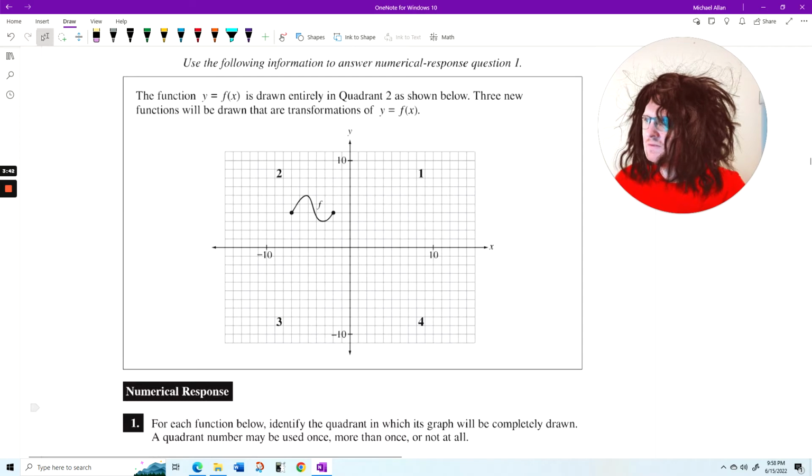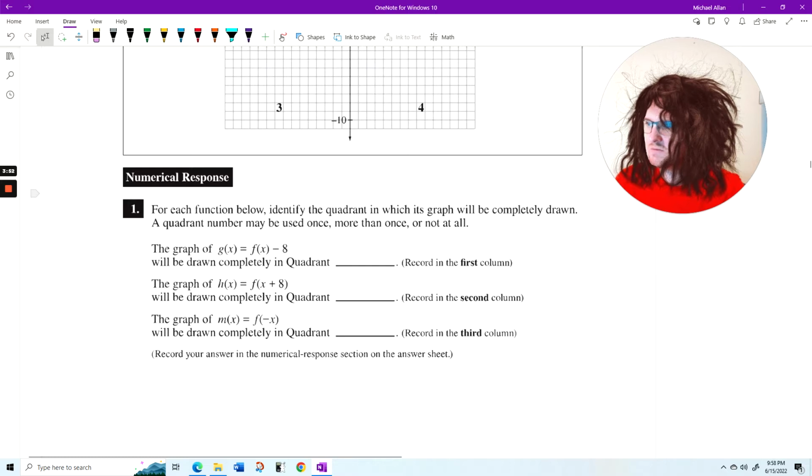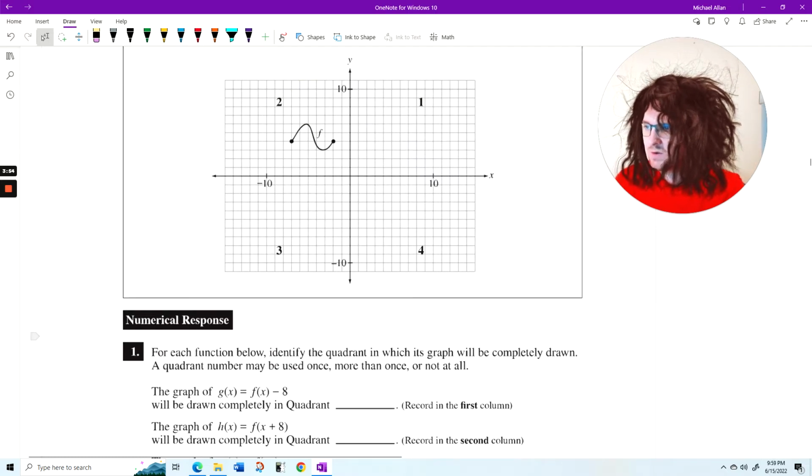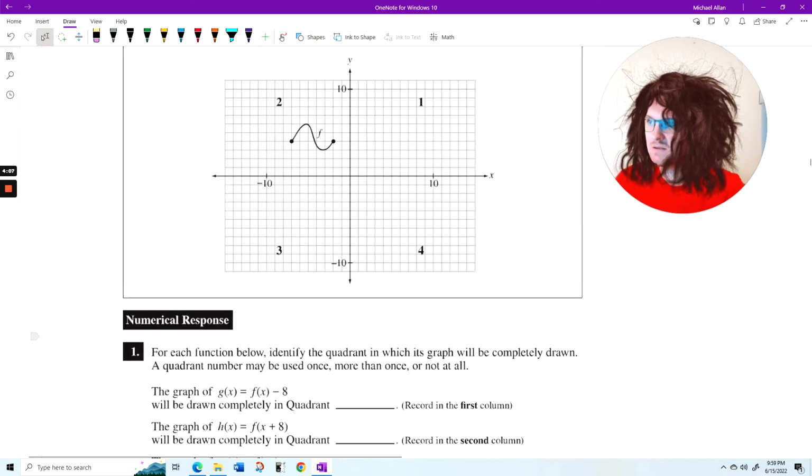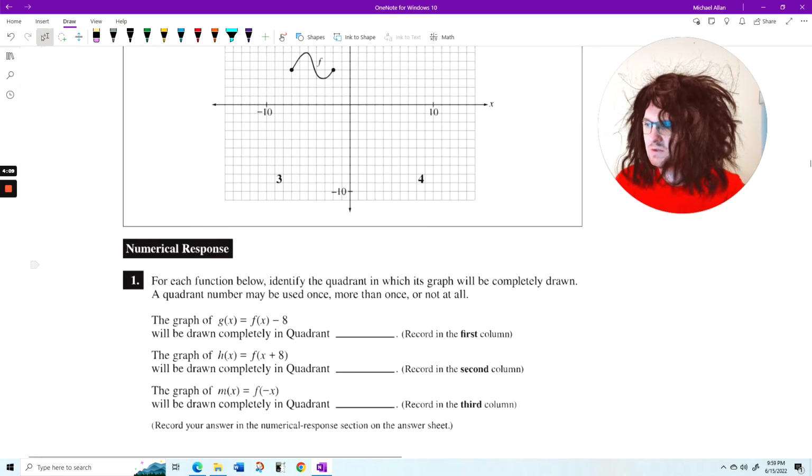Now the function f(x) is drawn entirely in quadrant 2 as shown. Three new functions will be drawn after some transformations. For each of the functions below, identify which quadrant the graph will be completely drawn in. The quadrant number may be used more than once, or not at all. That makes sense, because there are three answers. I guess we move it out of quadrant 4, who knows.